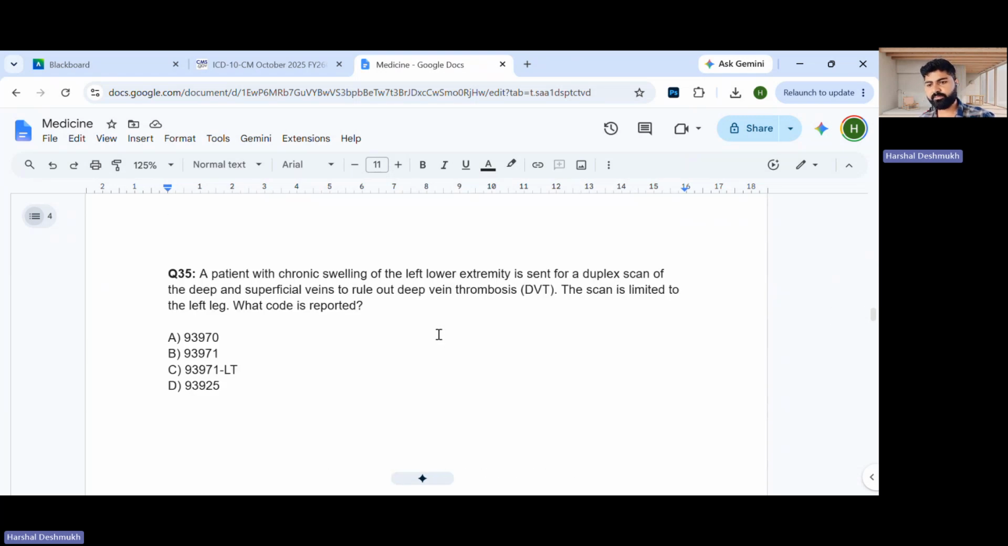Question number 35. A patient with chronic swelling of the left lower extremity is sent for a duplex scan of the deep and superficial veins to rule out DVT. The scan is limited to the left leg, and what is the code reported here?